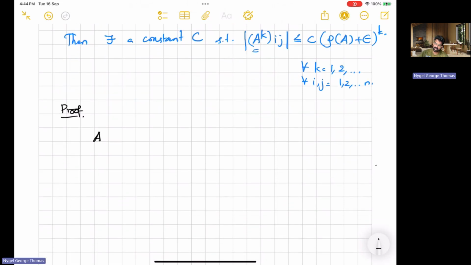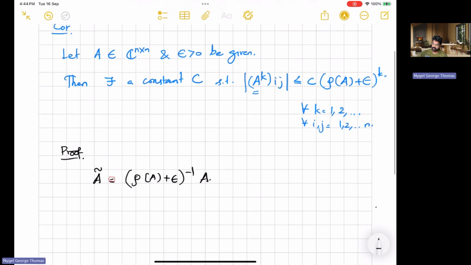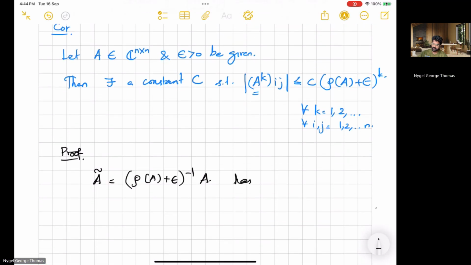Initially we construct a matrix A tilde equal to (rho of A plus epsilon) whole inverse times A. This is the new matrix. For this new matrix A tilde, the spectral radius of A tilde will be less than 1. How can you tell that?